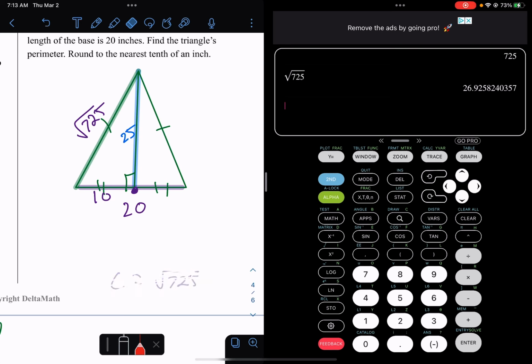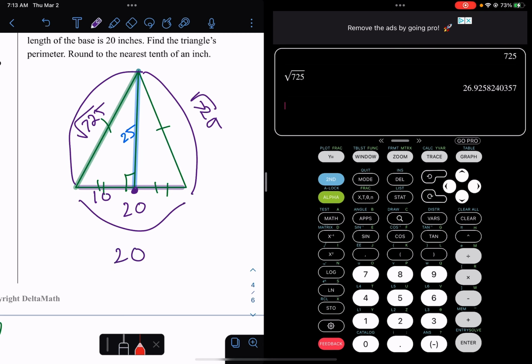So now they ask for the perimeter. We know that this side is root 725. This side is also root 725. And this bottom part is 20. So to find the perimeter of the triangle, we just need to add them all up. So we're going to go root 725 plus the square root of 725 plus 20. And that gives me 73.9.